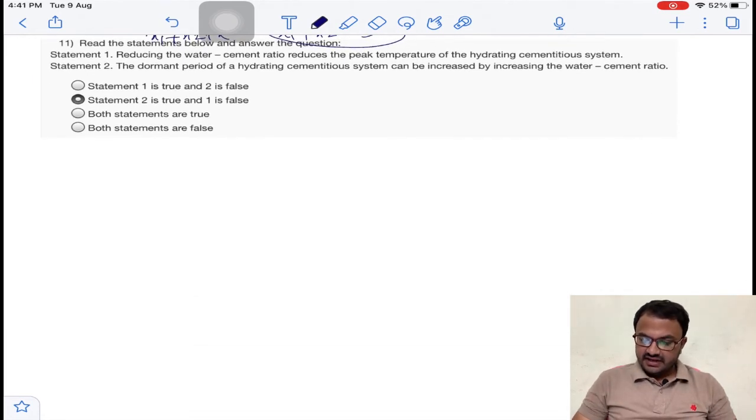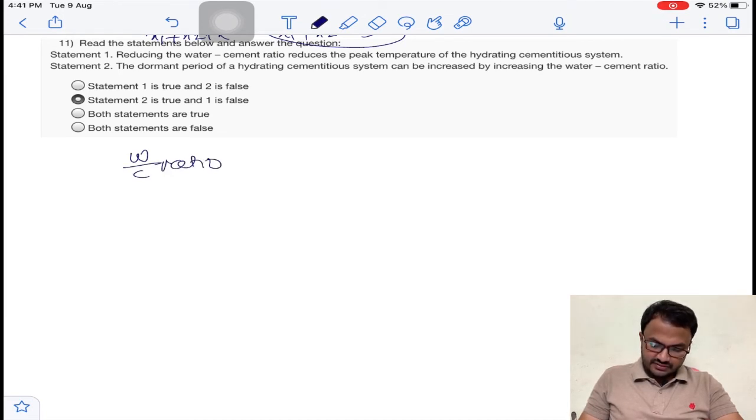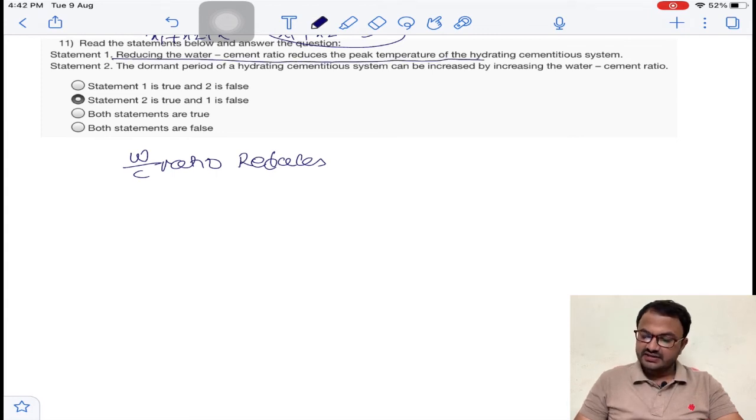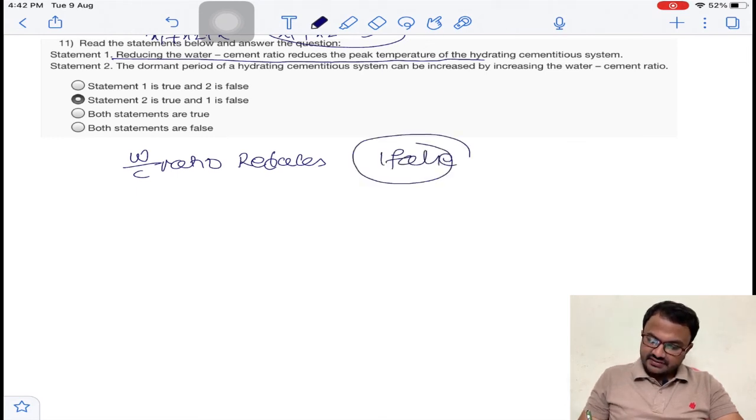And he has given two statements. Reducing water cement ratio reduces the peak temperature of a hydrating cementitious system. Obviously, whenever water cement ratio reduces, the peak temperature reduces. So this first statement is false. And the second: the dormant period of a hydrating cementitious system can be increased by increasing water cement ratio.